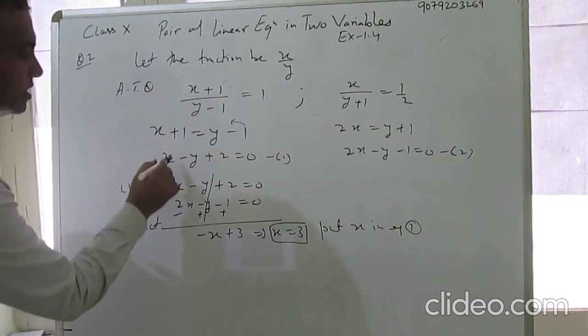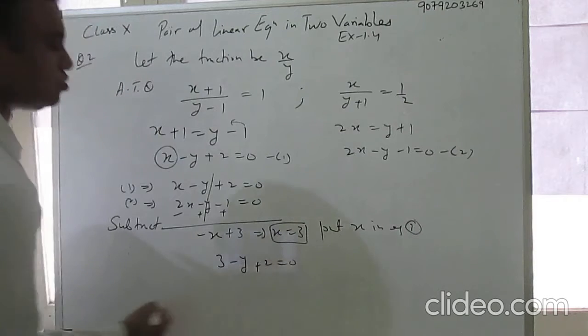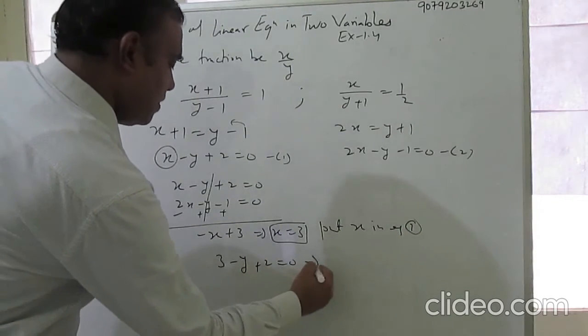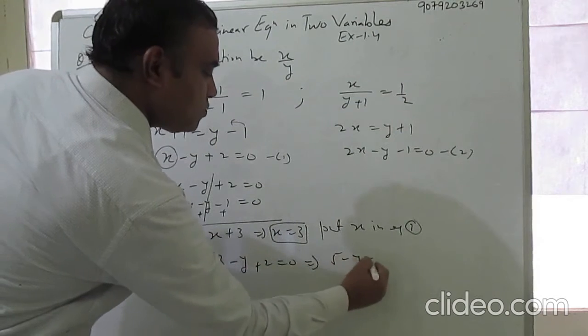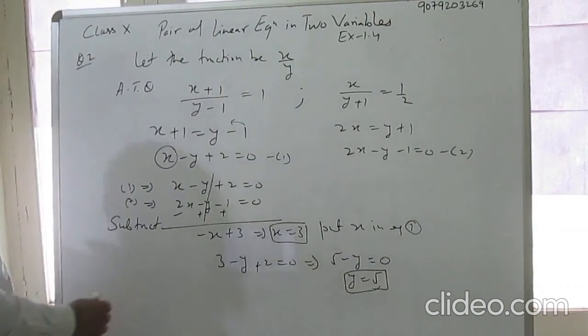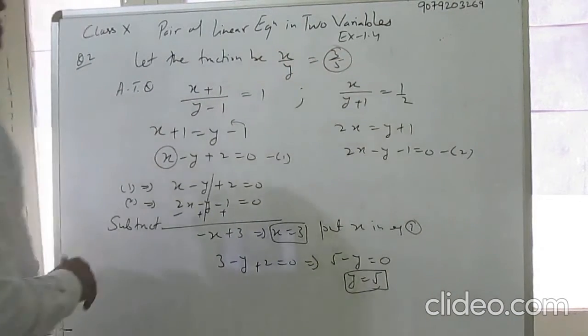See here, x हटाएंगे क्या रख देंगे, 3 minus y plus 2 is equal to 0. 3 plus 2 is equal to 5. This implies 5 minus y is equal to 0. So y is equal to 5. So what is the fraction? Fraction is 3 upon 5.